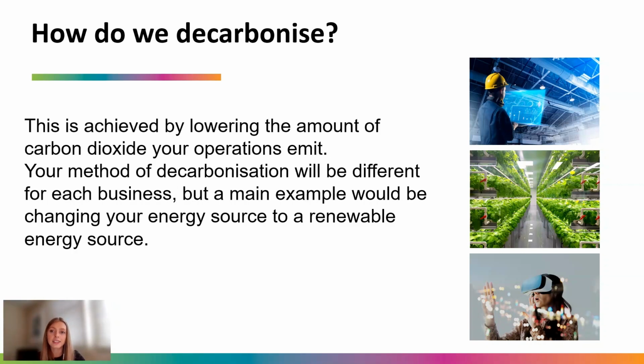So how do we decarbonise? It is achieved by lowering the amount of carbon dioxide your operations will emit. The method of decarbonisation that you will need to choose will be different depending on your project itself. A good example of lowering carbon emissions through your operations would be to change your energy source to a renewable energy source. This is particularly relevant if your energy source is currently from the burning of coal, which emits huge quantities of carbon dioxide. By changing over to a renewable energy source, you're lowering your carbon emissions by quite a bit.